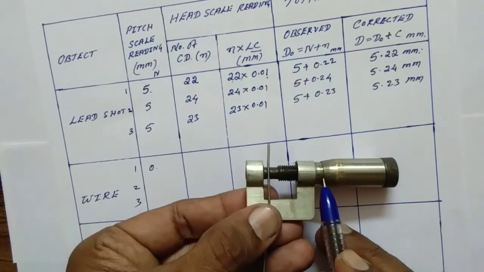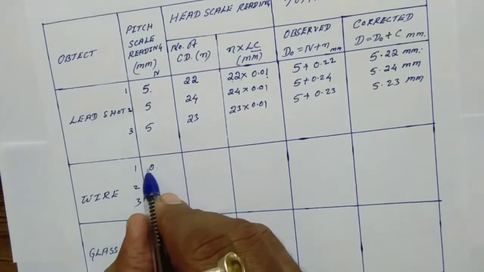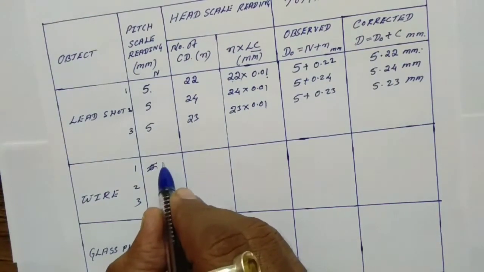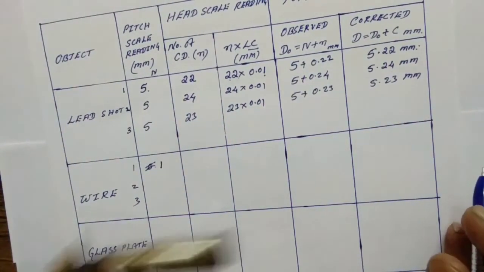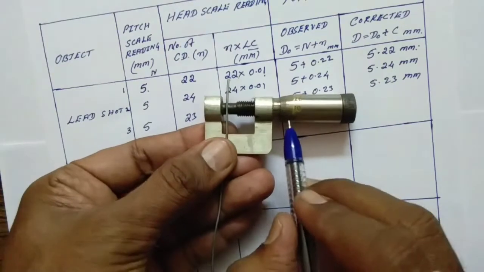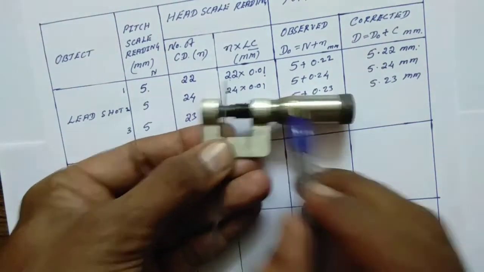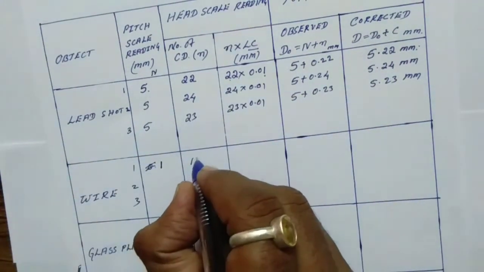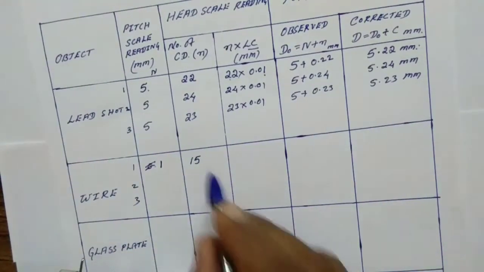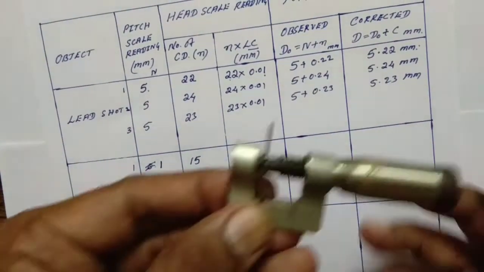So I think it is 1. So it is not 0. It is equal to what here? 1 millimeter. Okay, 1. So then, how much is it? 15. So you just take 15, then you calculate. Then I will give another reading.